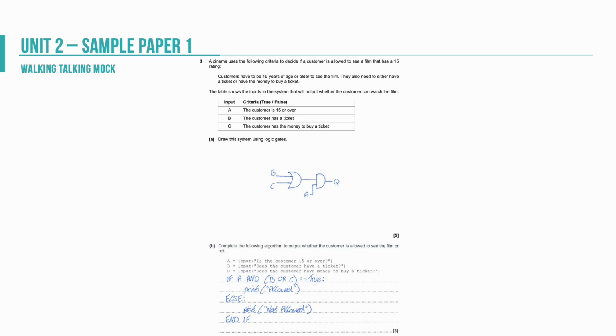But in short, we need if A and then in brackets B or C equals true, we're going to print allowed, else we're going to print not allowed. And you can add that end if there that OCR seem to like within their reference language. 3 marks available. Have we got our basic if statement? Does it work? And are we giving relevant output messages from the if and the else element there?